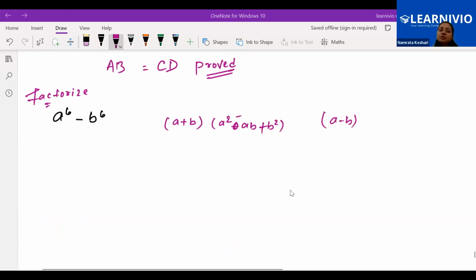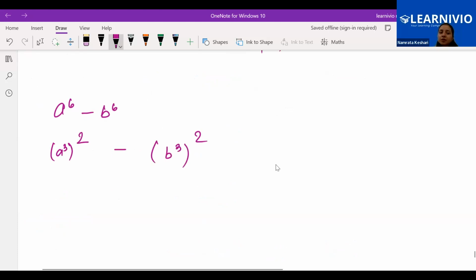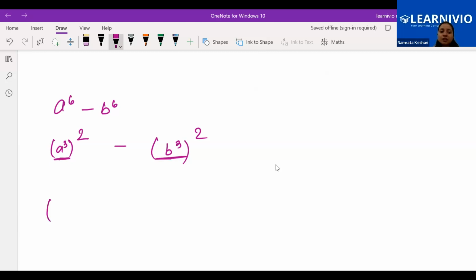A to the power 6 minus B to the power 6. Can we write it as something square minus the other thing square? Yes, we can. Rule of exponent we have learned so well. Now A plus B, A minus B. That's what the formula says. If A square minus B square is there, so this is completely A, this is completely B. Okay. Let's write it. A plus B, A minus B.